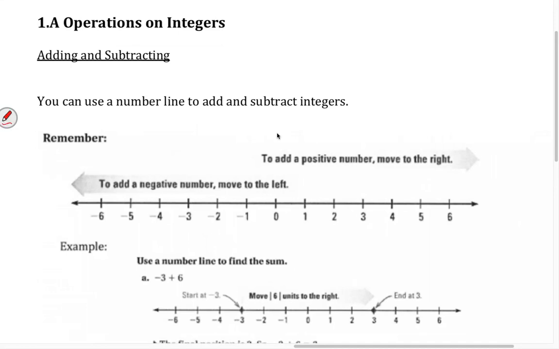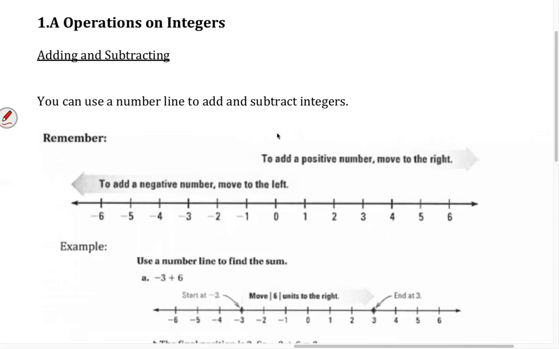When you add integers, if you're adding a positive number, you're going to move to the right. If you're adding a negative number, you move to the left. This is very cumbersome with a number line, but it's probably the easiest way to figure it out.